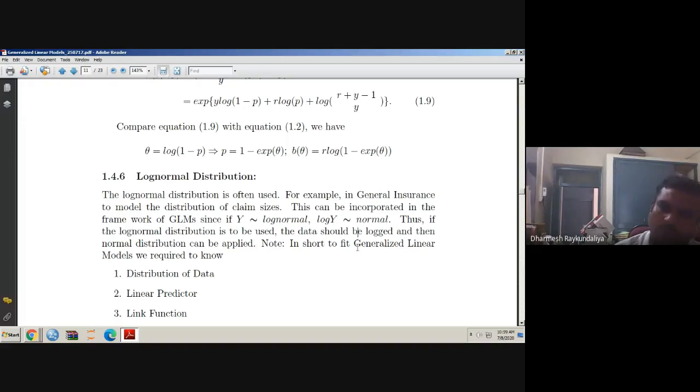And again, similar to the gamma distribution function, the log normal distribution has the same application in general insurance to model the claim size. Sometimes it is very difficult to identify the difference between the gamma distribution and the log normal distribution. So there is a later unit where we discuss the model with constant CV, where we talk about both the log normal distribution as well as the gamma distribution.